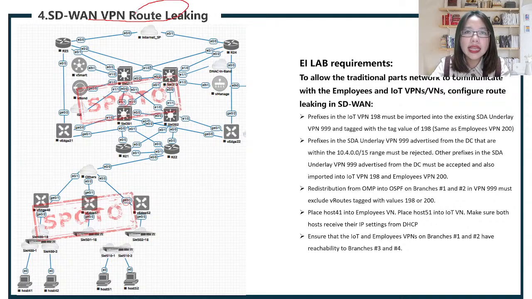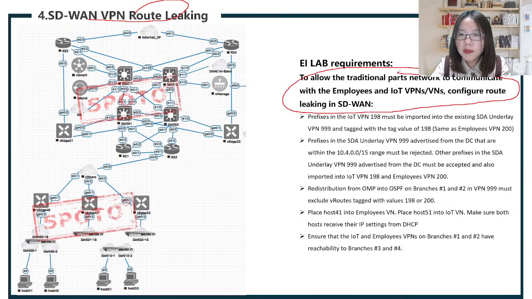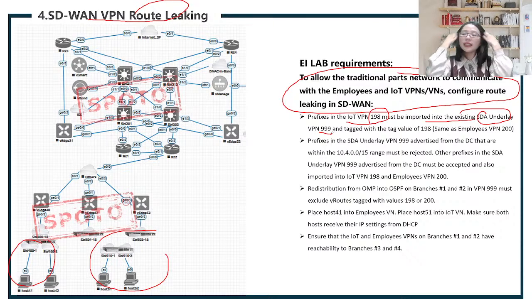The first part is about the route leaking of SD-WAN to allow the traditional part of the network to communicate with the employee and IoT. Configure route leaking in SD-WAN. First, the prefix in the IoT VPN 198 must be imported into the existing SDA underlay VPN 999. Let's introduce it.